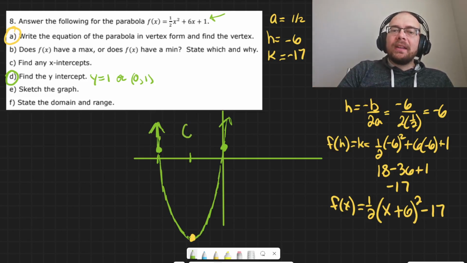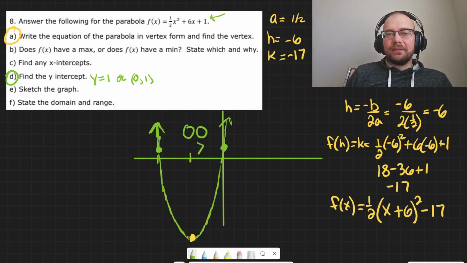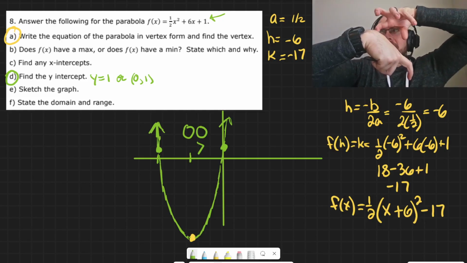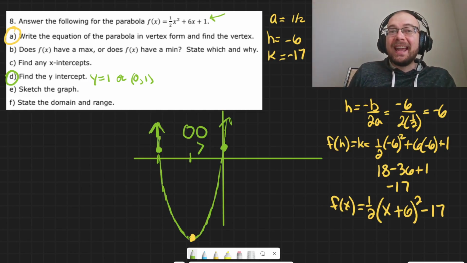So positive, think about it as a positive graph, right? This is a positive person. He's very happy. Or if A was negative, then it would be a frowning graph. It would be an upside down parabola, right? So you can draw the little eyes on top of that and say that it's a negative parabola. So just a little way to remember that.